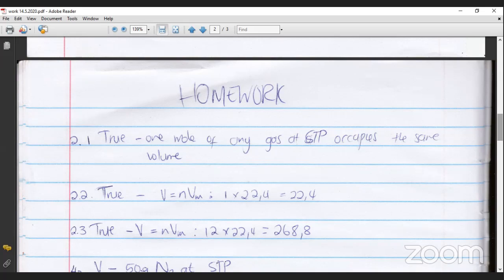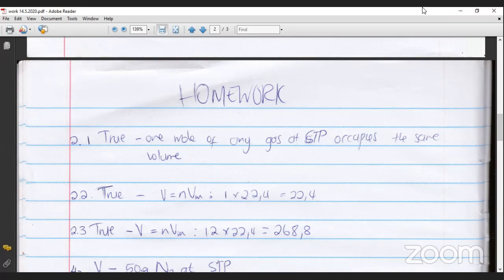Then it says 1 mole of ammonia gas and 1 mole of oxygen gas both have the same number of atoms at room temperature. This one is true because 1 mole of any gas at STP occupies the same volume. At STP, it's already temperature. You understand? So that's why that one is true.